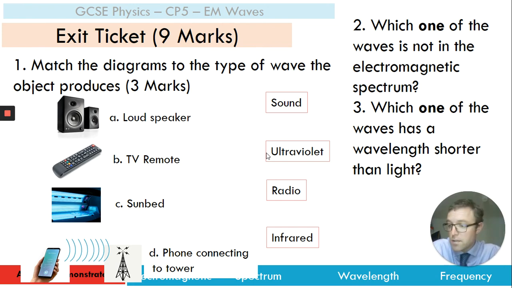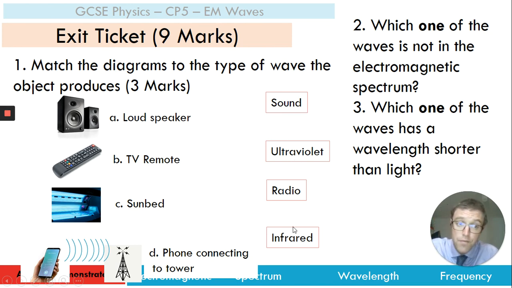If you found that to be confusing, don't worry, because it is a confusing topic. I will include a link to the BBC Bitesize topic for electromagnetic waves, the revision material, which if you're completely stuck and you can't do any of the exit ticket questions, you might like to go over to help you understand. The exit ticket: try to match the diagrams to the type of wave the object produces. We have a loudspeaker, a TV remote, a sunbed, a mobile phone connecting to a phone tower. And these are the types of waves: sound, ultraviolet, radio, and infrared.